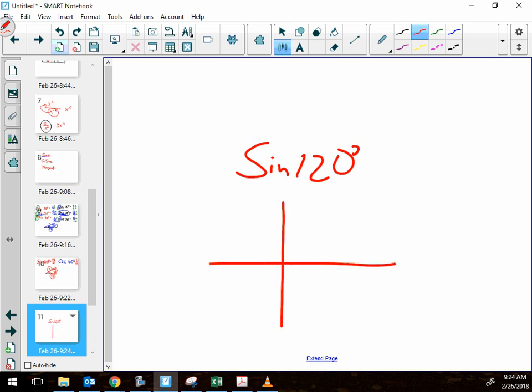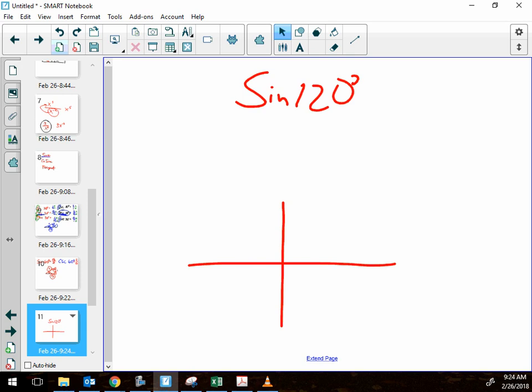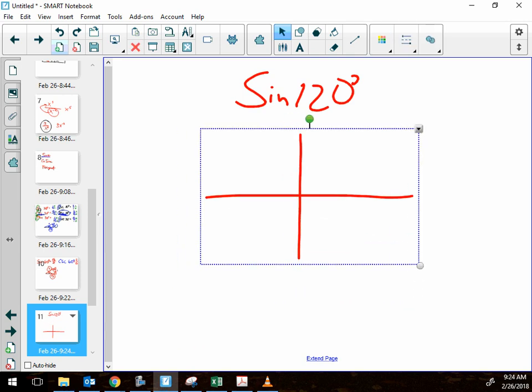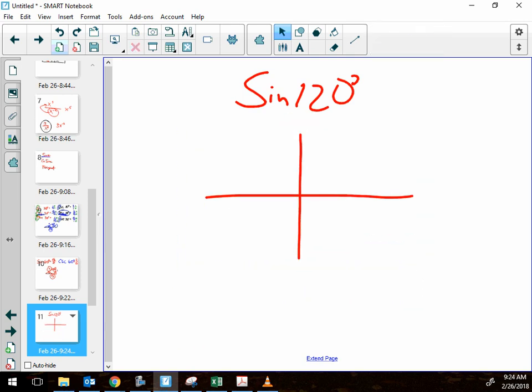Hint, draw a picture. As soon as you've got the triangle in the right spot with the sides and the angles, then the sine of it will be no big deal. Find me the sine of 120. Hint, draw where 120 is, then draw a triangle around it.